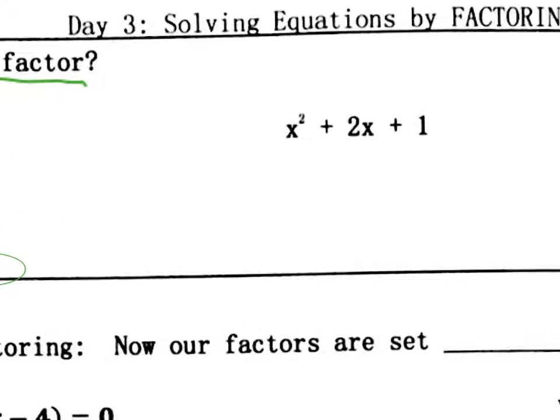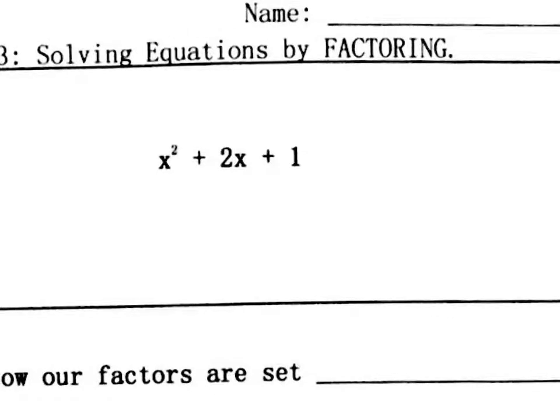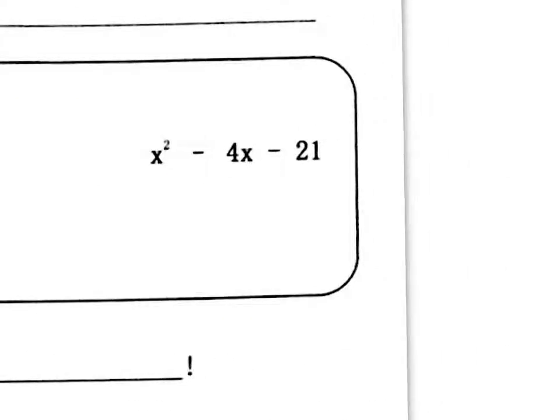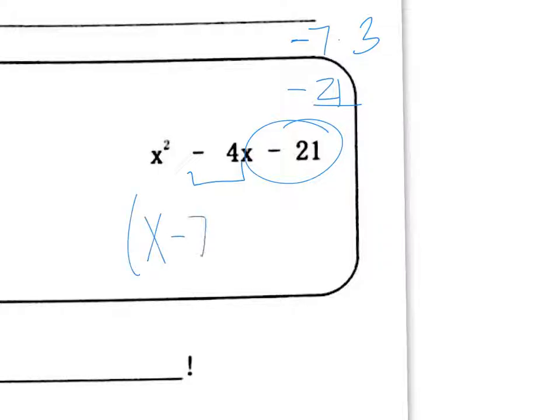I'm going to show you these next ones real quick. Okay, you can just skip through this. Numbers that multiply to 1 and add to 2. Well, numbers that multiply to 1 are 1 and 1. 1 plus 1 is 2. X plus 1, x plus 1. Sweet. Last one. X squared minus 4x minus 21. What numbers multiply to negative 21? Well, I know that 7 and 3 do. And to make it work so that they add to negative 4, negative 7 and positive 3. So x minus 7 and x plus 3.